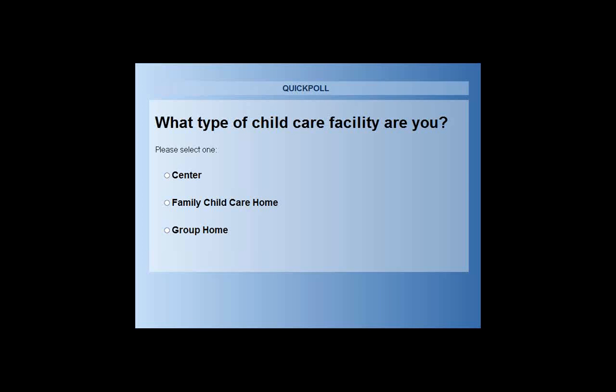Okay, so it looks like we have a mixture of centers and family child care homes. So although the STAR 2 standards are relatively similar, there are some differences, maybe just within the wording or some certain specific standards that might be a little bit different for family child care than they are for center. So the worksheet that we're going to go through today is for center. And if there's anything different for family, I will definitely point that out throughout the session.